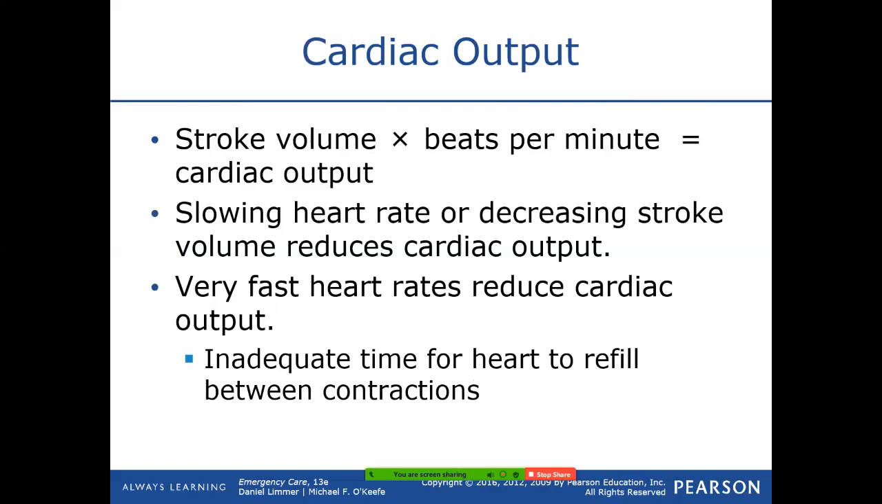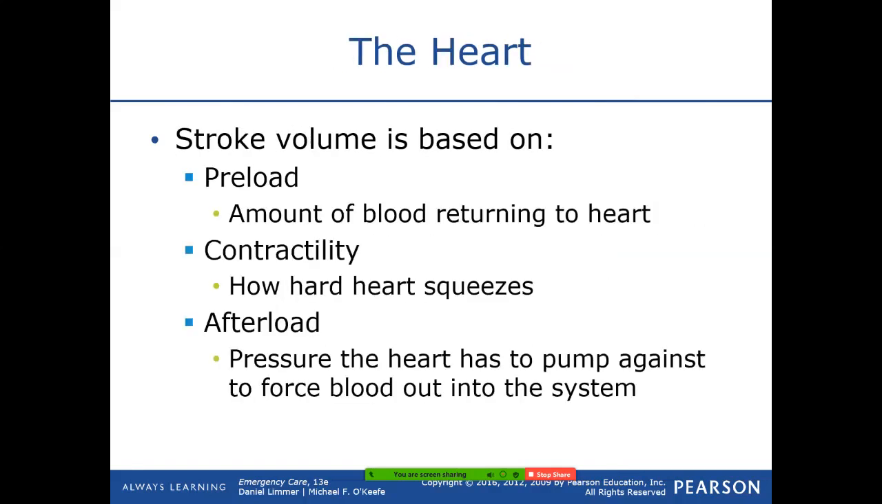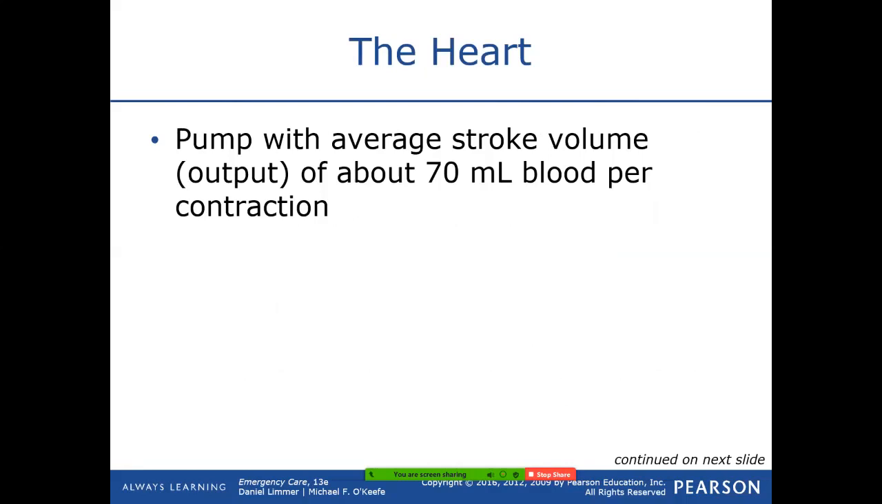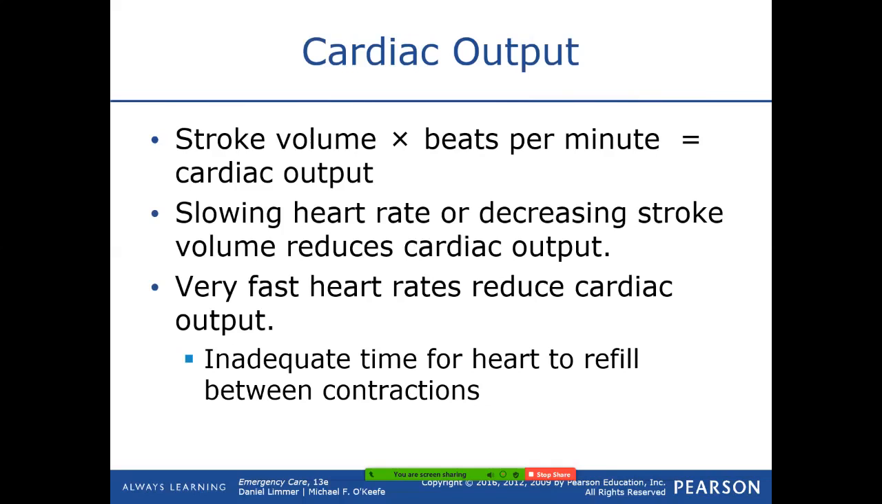Okay, so now if we take that stroke volume, which we just talked about, the stroke volume is based on these three things. It's roughly 70 milliliters of blood per contraction, and that's going to vary by age and size and all kinds of different things. That's just an average number right there, okay? But if we take that stroke volume, okay, we times it by how many beats per minute, which is a vital sign for us that we need to be able to calculate, okay? That equals the cardiac output.